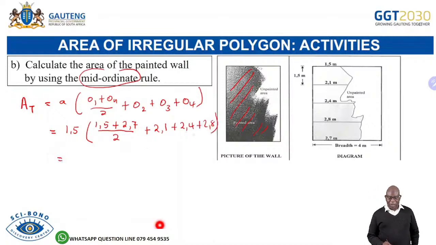Then we just use our calculator. Please don't calculate the ones in the bracket first and then multiply by 4. Just use a calculator at once, so that you get to the answer. The answer there, I think, is 14,1 square meters. Remember, this is in meters, so it will be square meters.